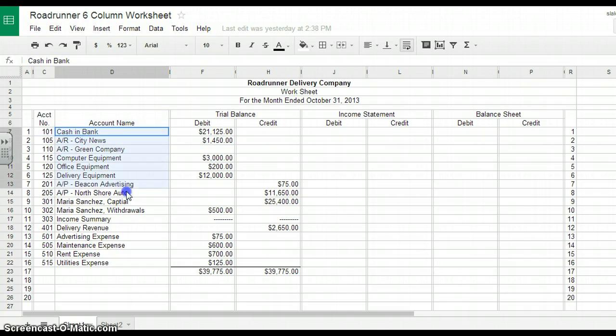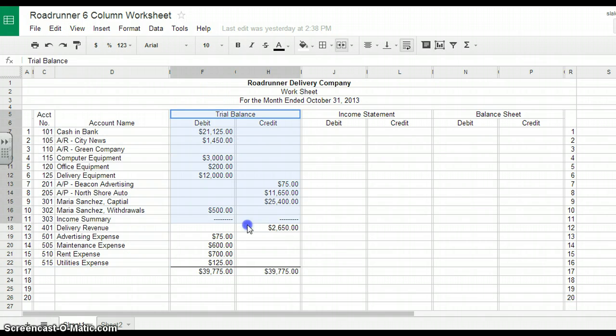Section 2 includes our account numbers and account names. You'll notice that these are in order: assets, then liabilities, then owner's equity. We've got our revenue, then our expenses. Each of the accounts that are listed in our chart of accounts are included on this section of our worksheet. So this is section 2, the account number and account name.